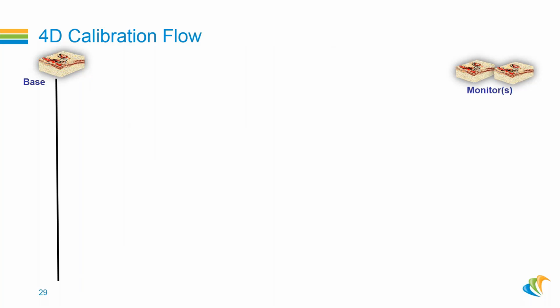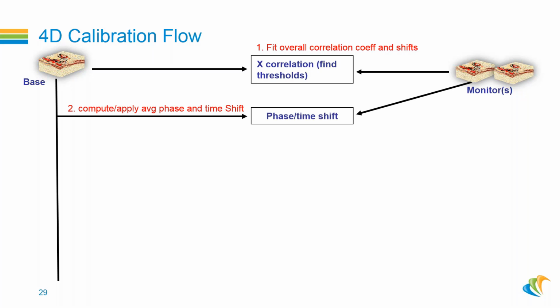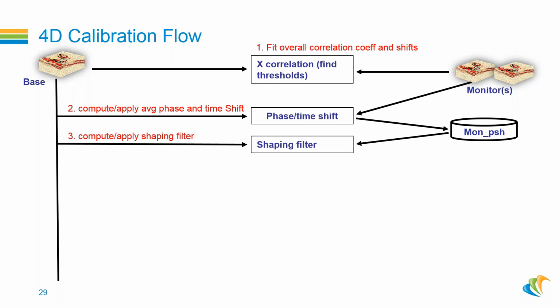The typical workflow for conditioning, which we provide as a workflow: suppose we have a base and different monitors. First, we do some cross correlation between the two to find the overall correlation coefficients and shifts. We apply average phase and time shifts to the monitors, and we get the monitor phase shifted and corrected. Then there should be differences in the bandwidth and the frequency content, and it also could be phase content as well. So we apply a shaping filter, and we get the monitor shape filtered.